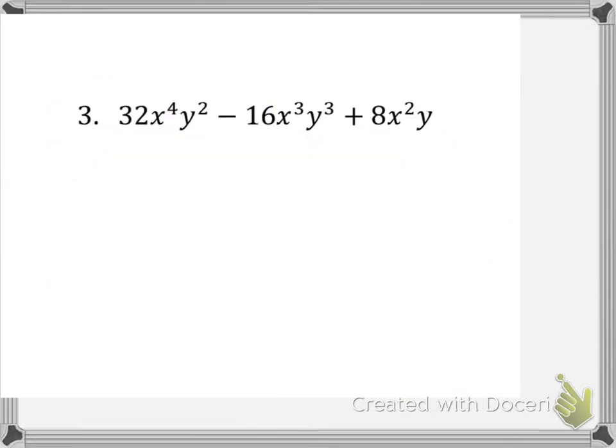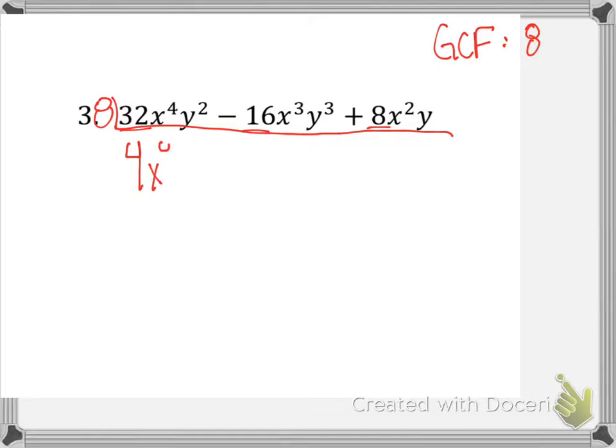Last example, number 3. Looking at 32, 16, and 8, my greatest common factor for those is 8. So I'm going to divide everything by 8. 32 divided by 8 gives me 4. I'm going to leave the variables the same. 16 divided by 8 is 2. Again, leave your variables the same. And 8 divided by 8 is 1. Again, leave your variables the same.